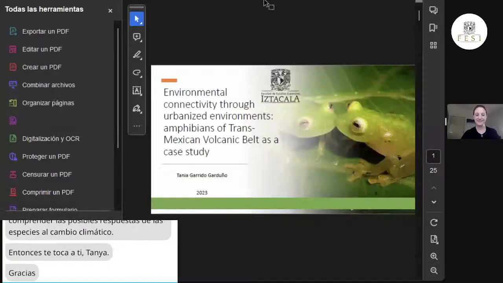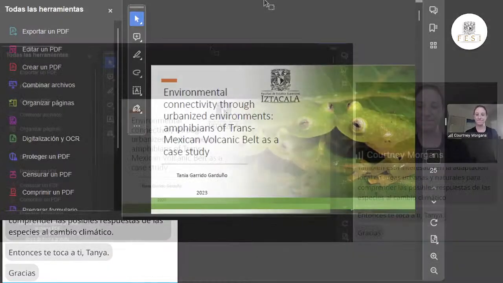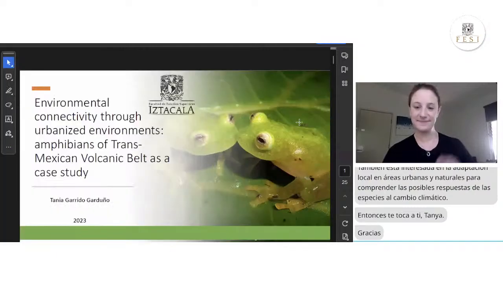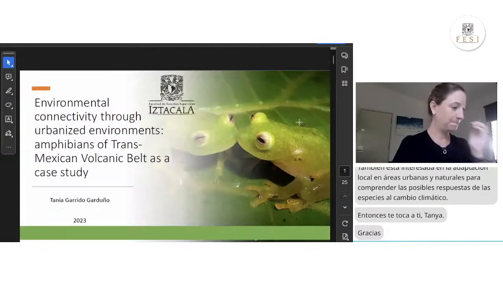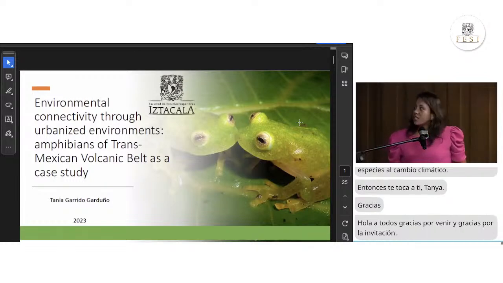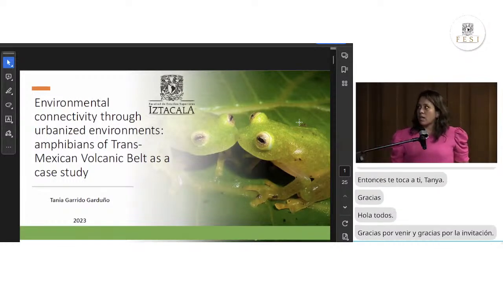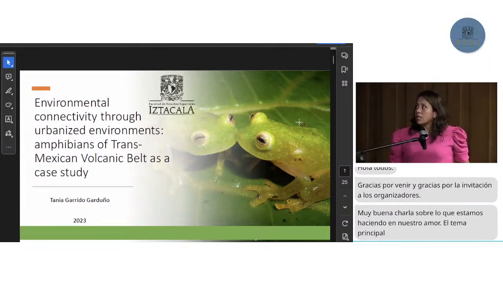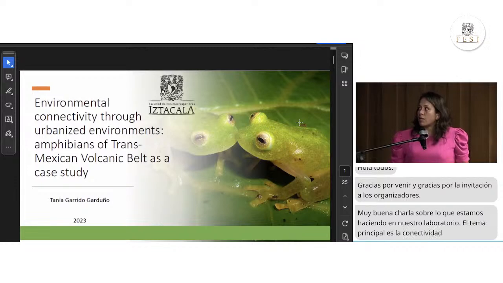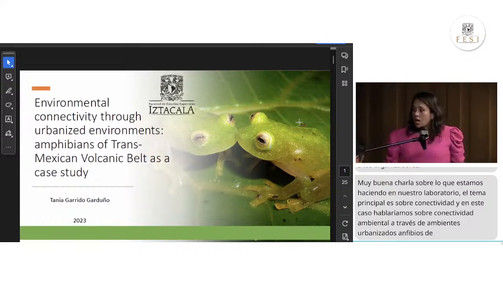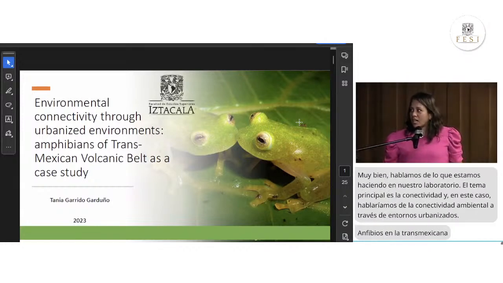Thank you. Hello, everybody. Thanks for coming and thanks for the invitation to the organizers. So I will talk about what we are doing in our lab. The principal topic is connectivity. And in this case, I will talk about environmental connectivity through urbanized environments, with amphibians in the Trans-Mexican Volcanic Belt as a case study.